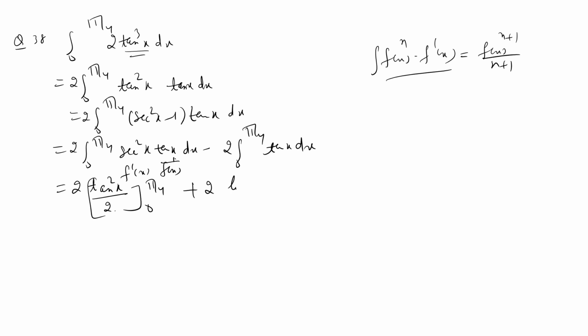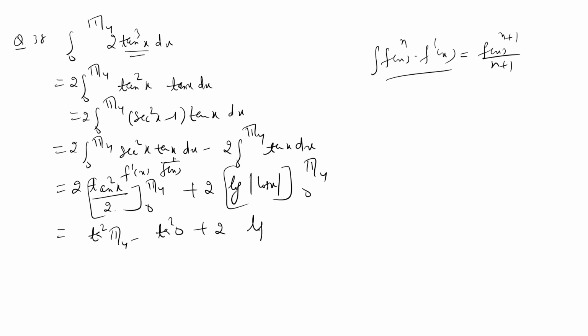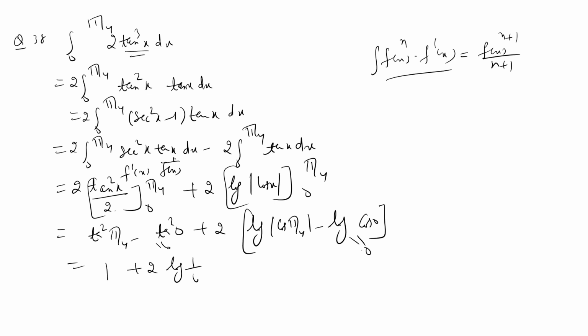Minus 2, if I take log mod cos x, then I will take the negative, from 0 to pi by 4, because the integral of tan is minus log mod cos x. So I can take 2 by 2 common, and 2 by 2 is cancelled, it is 1. So it is tan square pi by 4 minus tan square 0, plus 2 times log of cos pi by 4 minus log of cos 0. Okay, so cos 0 is 1, and I think this term is going to be 0. That is very clear to you. And tan pi by 4 is 1. This is 0, and this is plus 2 log 1 by root 2.